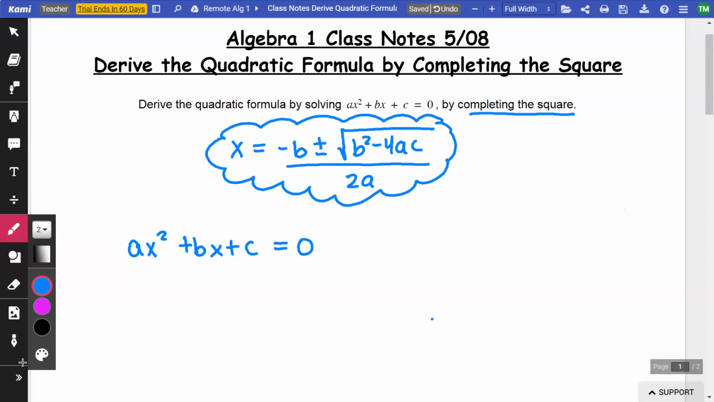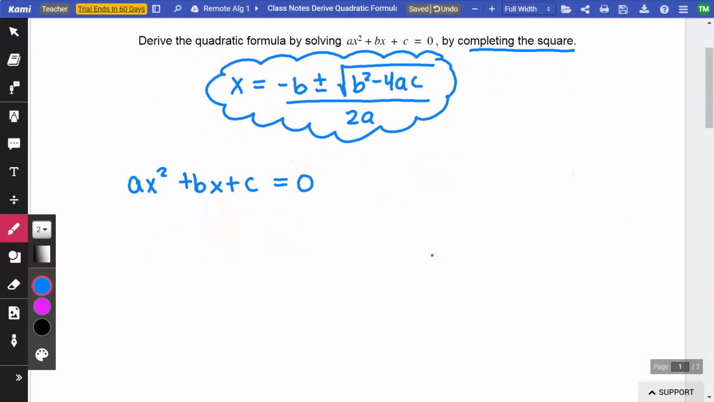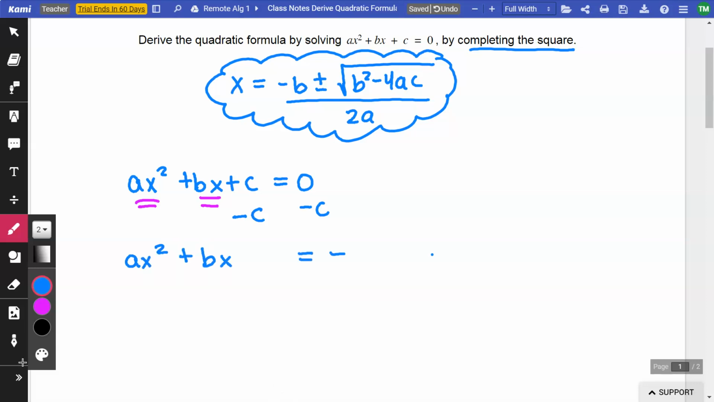So how does this work? Well, if I want to solve this equation by completing the square, remember we need to isolate the first two terms. So we need to isolate the ax squared term and the bx term. To do that, we're going to move the positive c to the other side. So we're actually going to start by just subtracting c from both sides. So we get ax squared plus bx is equal to negative c.